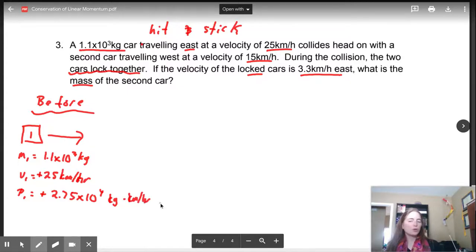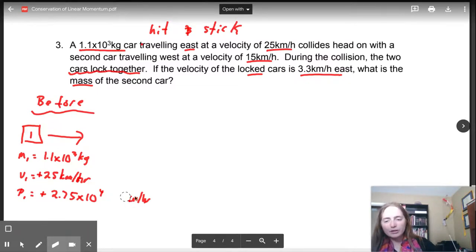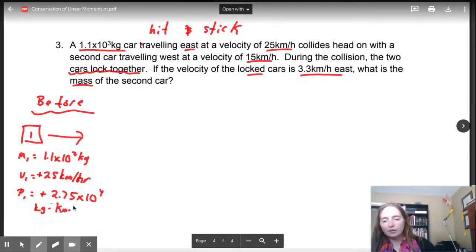Okay, those are your units, and that's okay. Just for sake of space, I'm going to write the units underneath. Not per kilometer an hour, it's multiplied. So 2 is going to be the other car. That's the second car. He's traveling west.